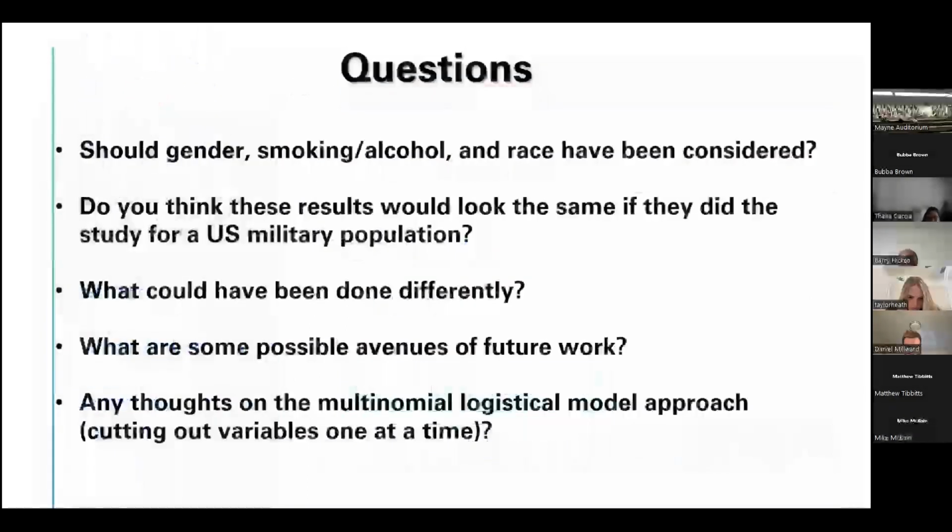And with that, here are my questions. Should gender, smoking, alcohol, and race have been considered for this analysis? Do you think these results will look the same if they did this study for a US military population? What do you think could have been done differently? You can read the rest of the question.